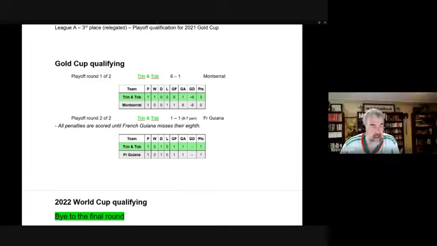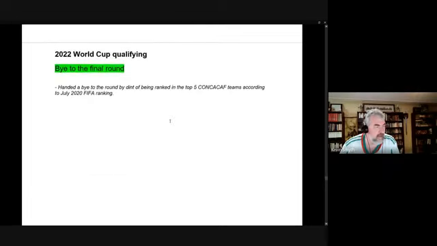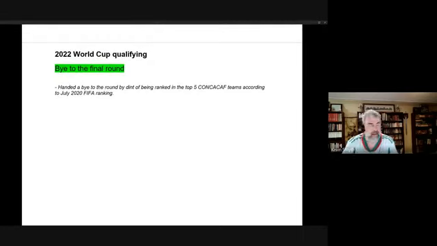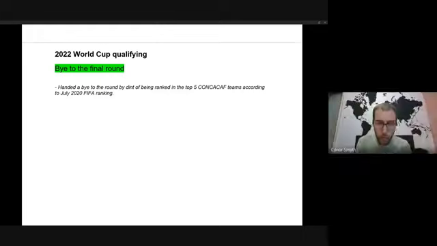Yeah. And maybe we can get a bit more insight by looking at their 2022 World Cup qualifying performance. No, we cannot, because they haven't played any games. They received a bye in rounds 1 and 2. Strangely, I can't believe it, they were ranked in the top 5 Concacaf teams, according to the July 2020 FIFA rankings. Oh, hang on, am I right here? I think they did play. You're right. They did play.